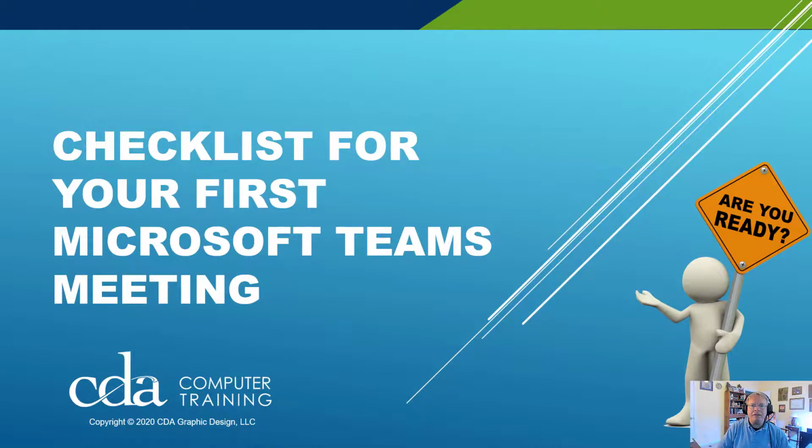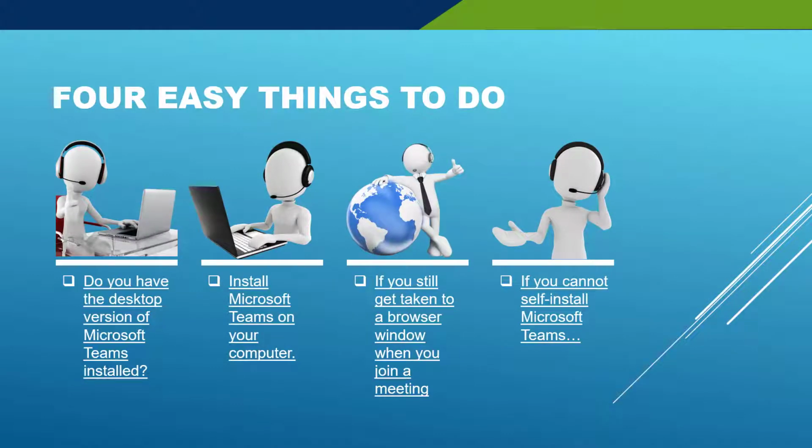There are 4 easy things we're going to look at in today's short class. 1. Learn how to check to see if you have the desktop version of Microsoft Teams installed. 2. Learn how to install Microsoft Teams on your computer if you need to. 3. Learn what to do if you still get taken to a browser window when you click on a Teams link after installing the software. And 4. Learn what to do if you cannot self-install Microsoft Teams.